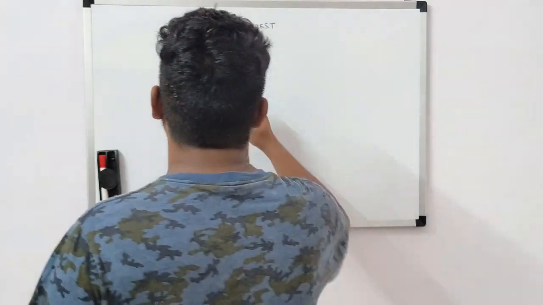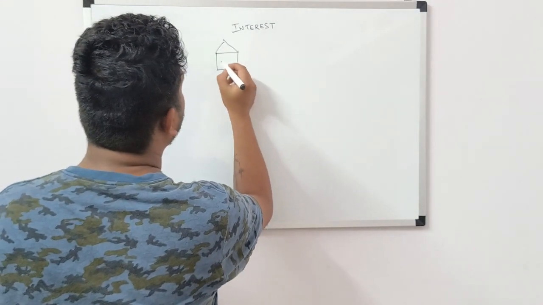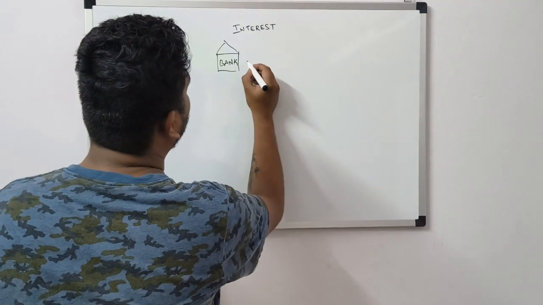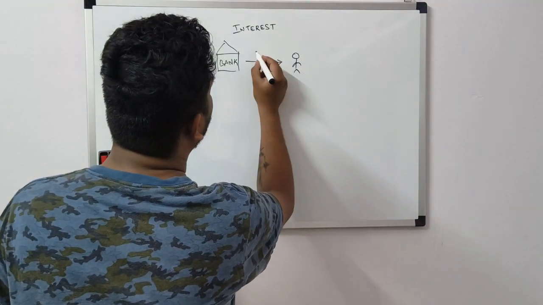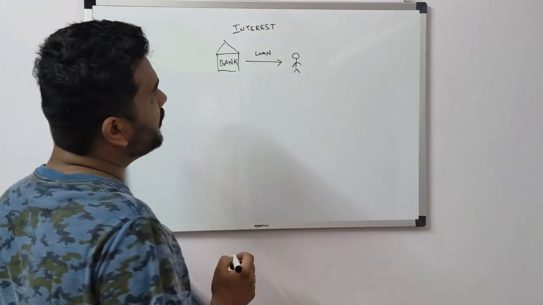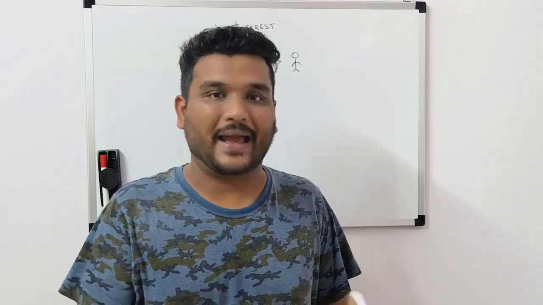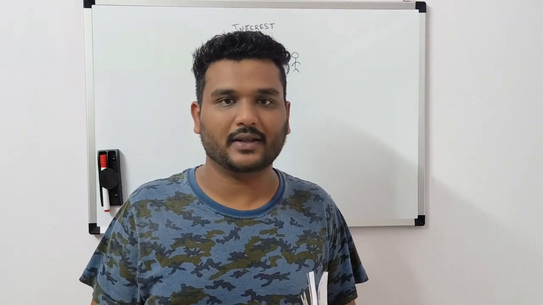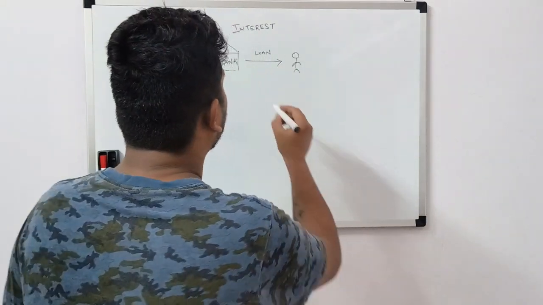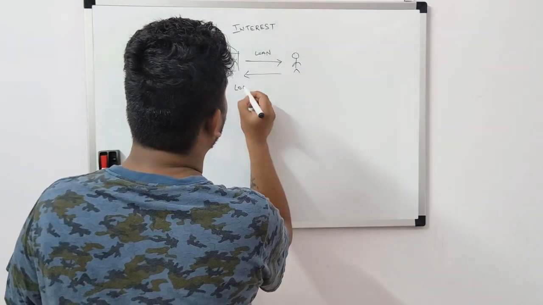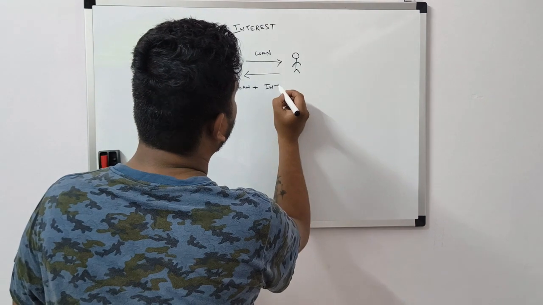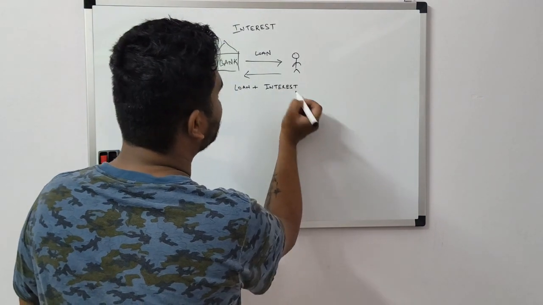Interest is basically an amount that you pay extra for a service of taking a loan. For example, let's say that I have a bank and the bank is giving a person some loan. Now, when the person has to return the same loan to the bank, they have to pay something extra, and that extra amount is your interest. So now he has to pay the loan along with some interest, and this is the basic concept.